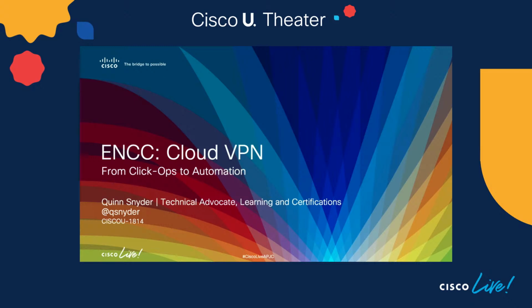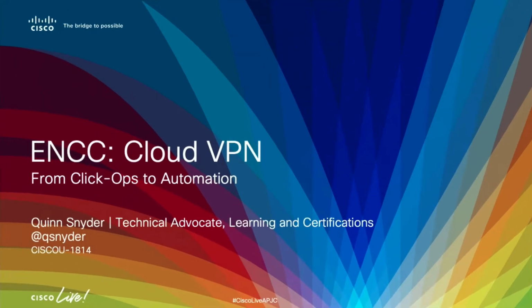Before I get started, real quick, show of hands, how many have heard of the ENCC certification at all? That's a shockingly low number of hands. So ENCC is our new cloud connectivity concentration for the enterprise networking specializations. So it's all about cloud connectivity. How do we get our on-premises resources into the cloud and share things back and forth? So that's a combination of standard IPSec tunnels, SD-WAN overlays, troubleshooting, design, management, all that good stuff that comes with all of the major cloud providers, AWS, Azure, and GCP. So today, I'm going to talk a little bit about how we can go from ClickOps to automation using Azure as our test bed to showcase the ENCC exam.